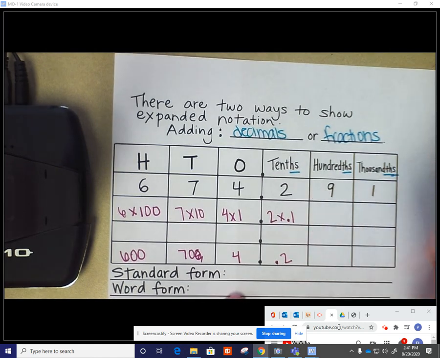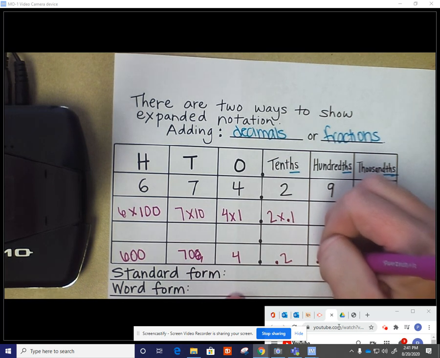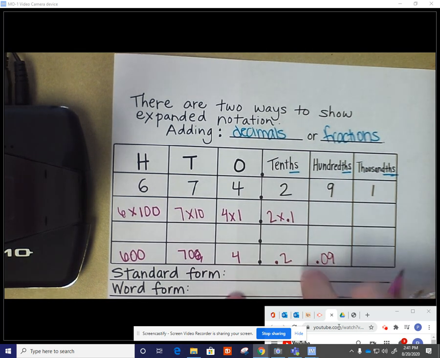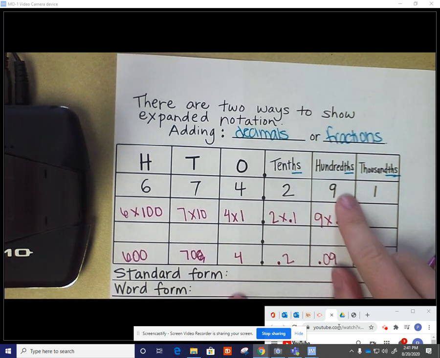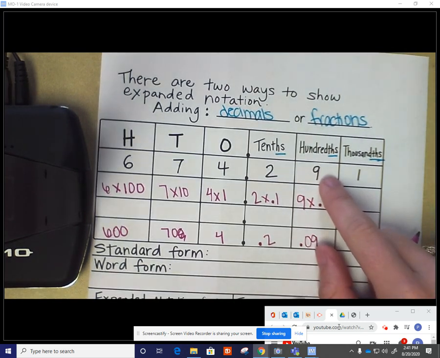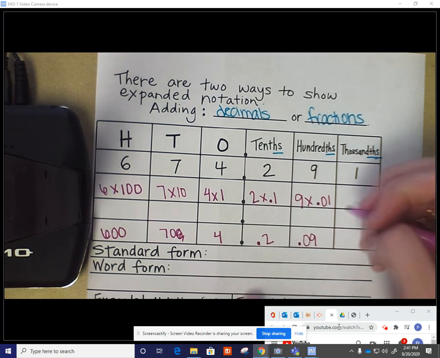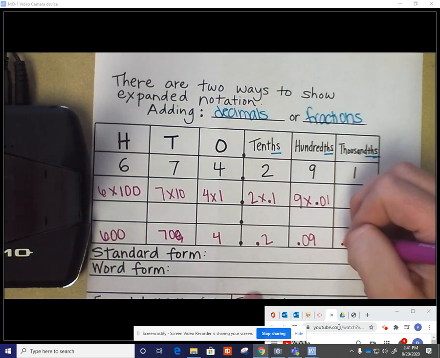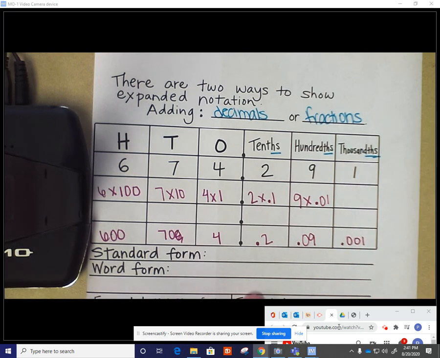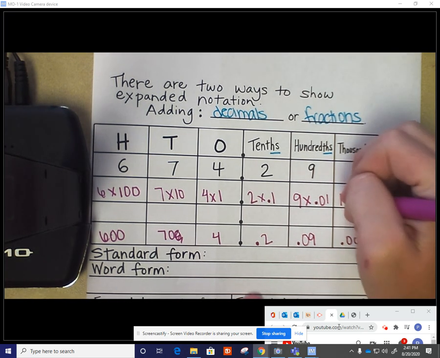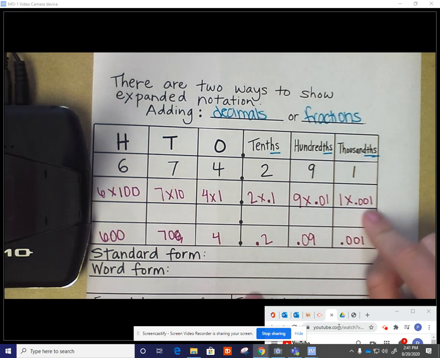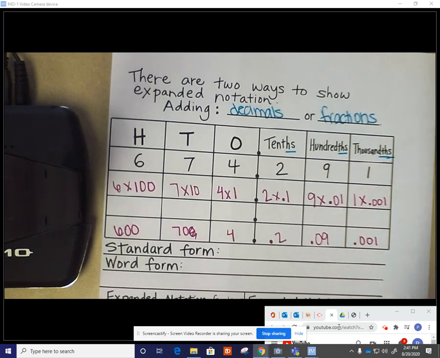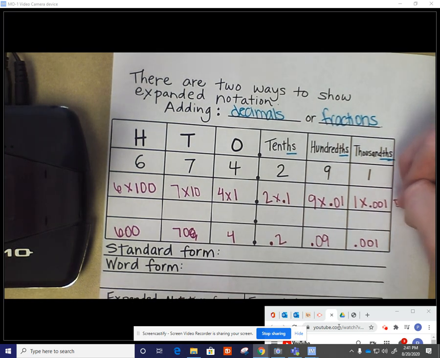In our hundredths, we have a 9, so that's the same as 0.09, okay? And that's the same as 9 times 0.01, or 9 times 1/100, since it's in our hundredths place. And then lastly, in our thousandths place, we have a 1, so that's the same as 0.001, or 1 times 1/1,000, since it's in our thousandths place. Okay, that's how you show it in decimals.